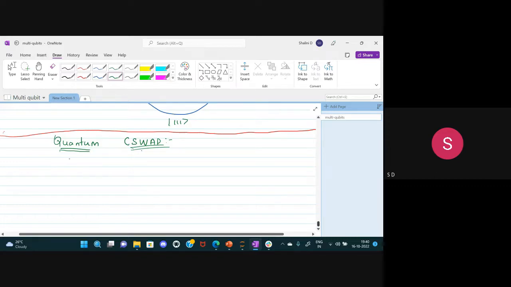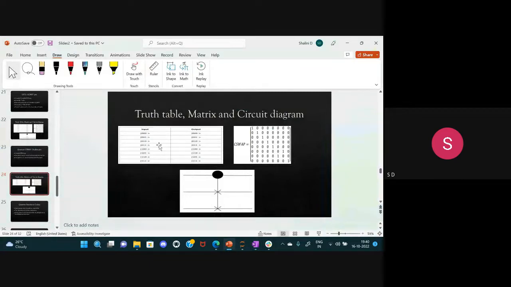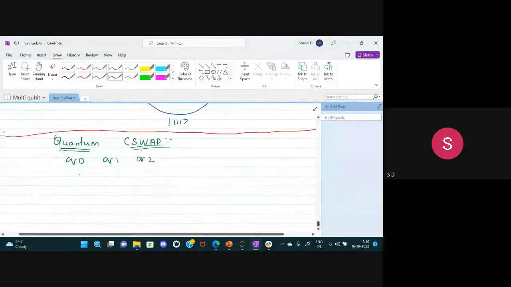Q0, Q1, Q2. I don't want to write 000 to 011, because for these first four states no swapping happens. In order for the swapping to happen, the first qubit should be 1. So we don't have to consider the states which start with 0, and I am skipping those and writing directly: 100, 101, 110, and 111.